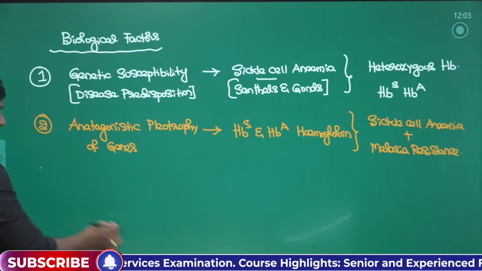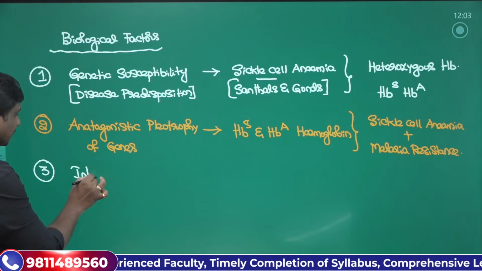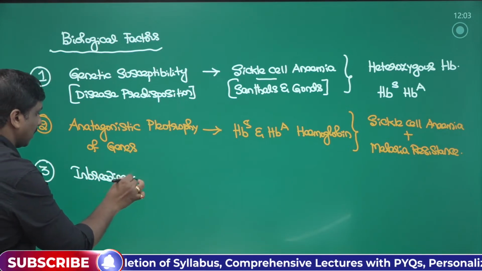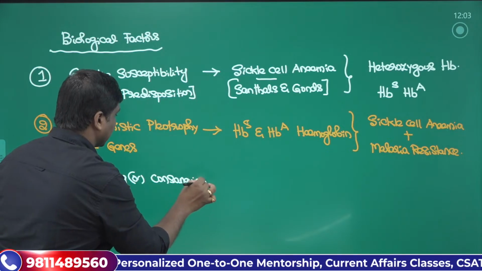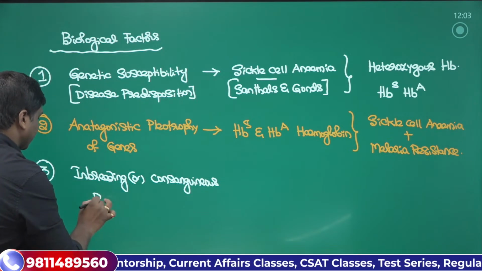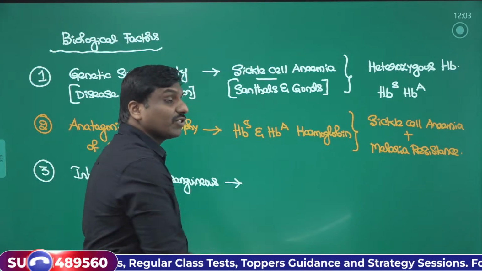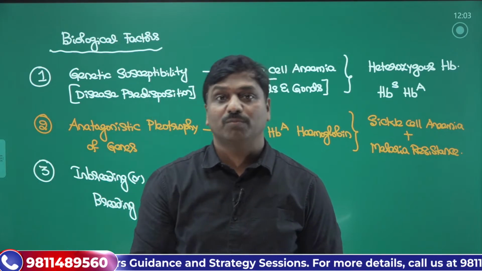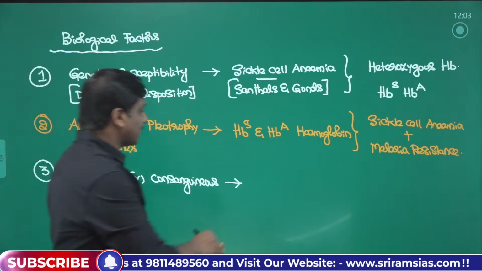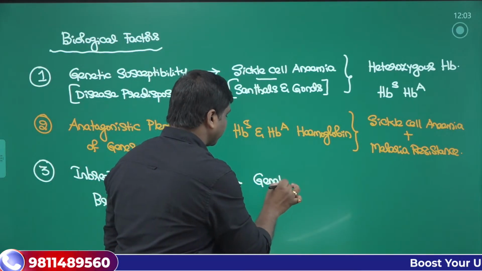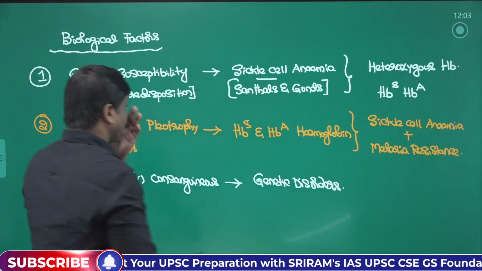Then there are certain inbreeding effects. There is also another important aspect: inbreeding or consanguineous breeding. Tribes are also endogamous groups, so they marry within themselves. This further causes certain genetic disorders. So this is also affecting the health of the tribes.